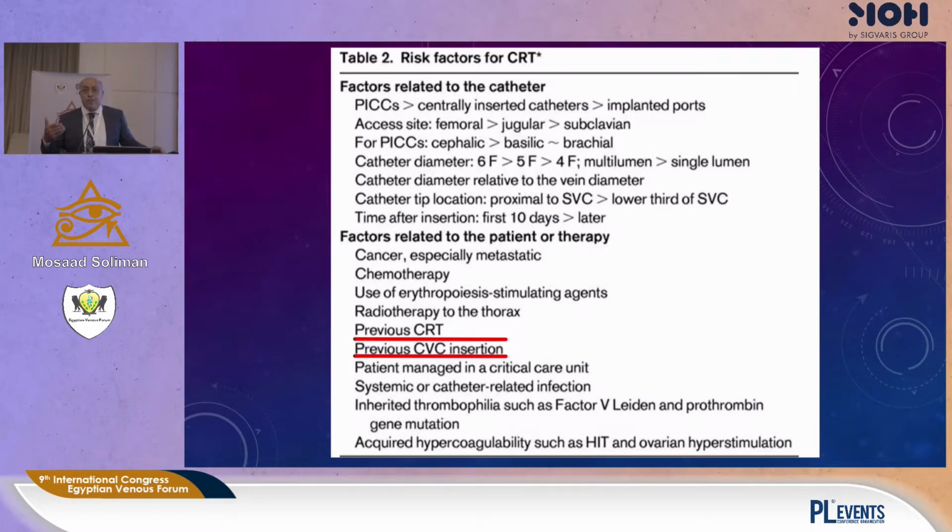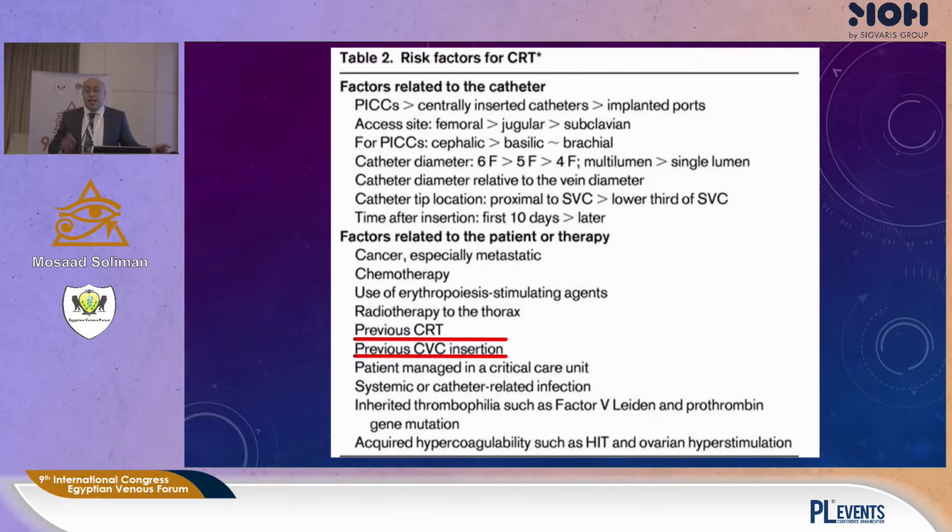And when you use a brachial vein, it is better because the size of the vein is quite enough for accommodating the catheter. One more thing is the timing of detection of the thrombosis. If you catch the thrombosis very early, in the first 10 days, it is better than detecting the thrombosis later on.